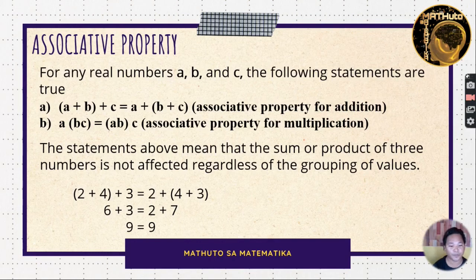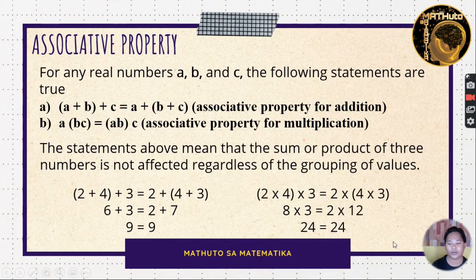So, if we're going to group 2 and 4, for addition, we have the sum of 6. Added by 3, we get 9. In another case po, if we're going to group 4 and 3, so we have 7. Added to 2, we get also the same answer of 9.